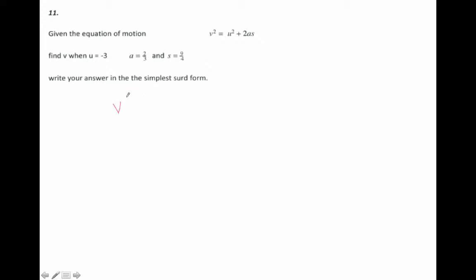Let's look at it. v squared equals u is minus 3, so I'm doing minus 3 squared, plus 2 times a, which is 2 over 3, times 9 over 4. Okay, so you got that bit fine. Next part, minus 3 squared is positive 9, and then this is what you struggled with, so let's try and break this down.